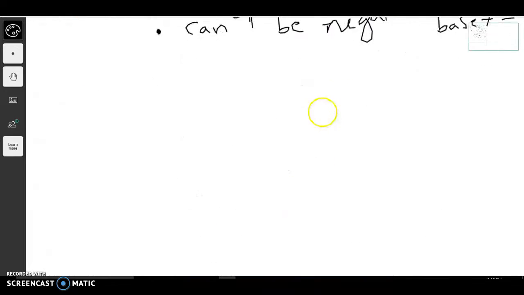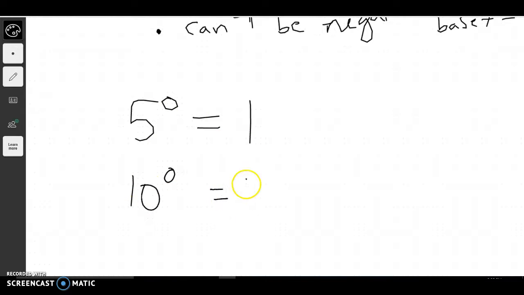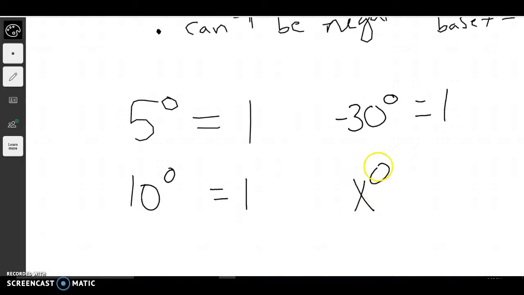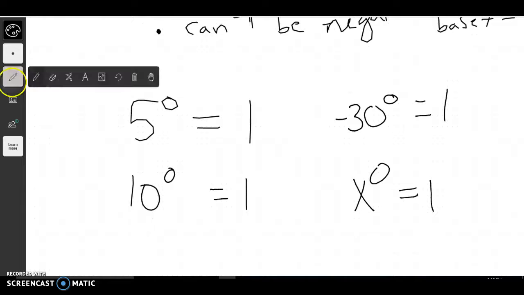Let's do a couple of these and see what they would become. What's 5 to the 0 power? Well, that would be 1. What's 10 to the 0 power? That would be 1. What's negative 30 to the 0 power? That would be 1. Anything to the 0 power becomes 1. What would x to the 0 power be? It'd be 1. Anything to the 0 power, because of this pattern, will become 1.